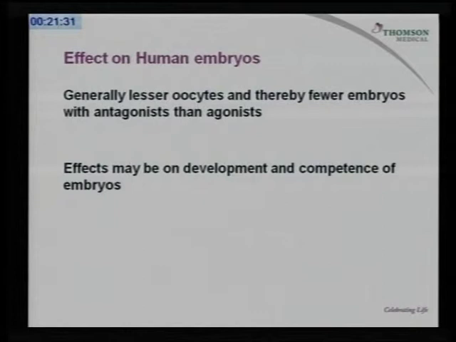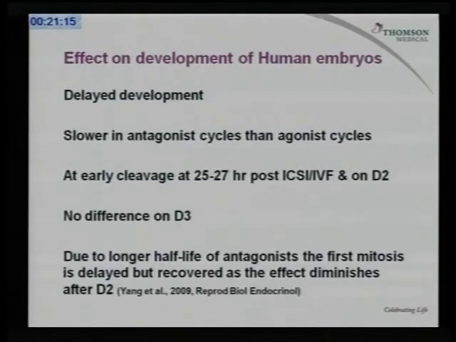But when it comes to human embryos, generally fewer oocytes are obtained from antagonist cycles, and thereby you get fewer embryos than in agonist cycles. Also, there could be effects on the developmental competence of embryos. Again, like in animals, this might be because of a disturbance in the mitosis of the embryo, so you may have delayed development. Generally in antagonist cycles, the embryos are slower than in agonist cycles.